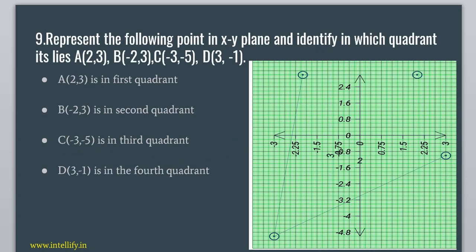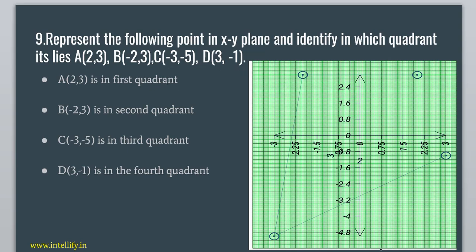Let's jump on to the next question. We have to represent the following points in the xy plane and identify in which quadrant each lies. The first point is A (2, 3), B (minus 2, 3), C (minus 3, 5), D (3, minus 1).